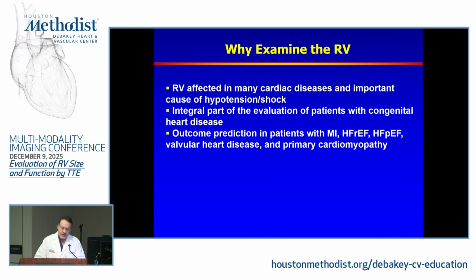Ventricular function has been associated with outcomes. If you pull any disease now in the cardiovascular system, you will see that if RV function is worse, that's a worse outcome for that patient, including coronary artery disease, acute and chronic heart failure with reduced EF, heart failure with preserved EF, the different valvular heart disorders, as well as cardiomyopathic disorders.